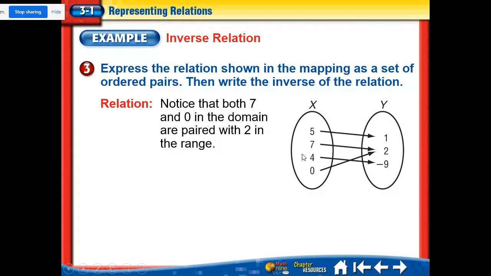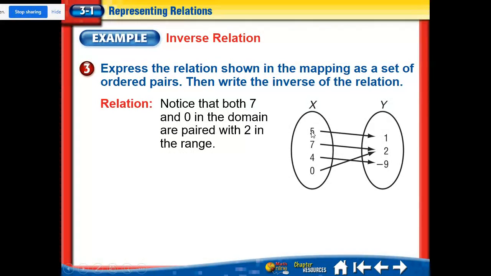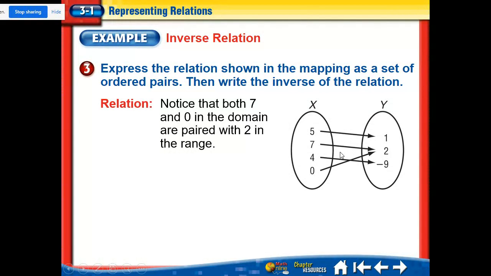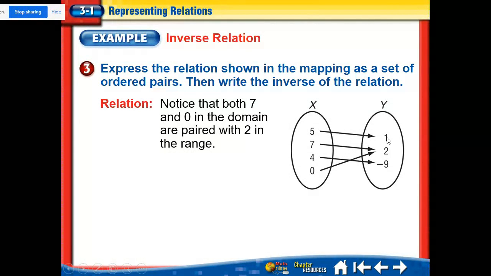So let's do that. So here we have a mapping. Let's write the inverse of it. So this mapping, the first ordered pair, remember each of these lines is an ordered pair. So since we have 4 lines, we have 4 ordered pairs. So 5 goes to 1. So the inverse is backwards, 1 with 5.